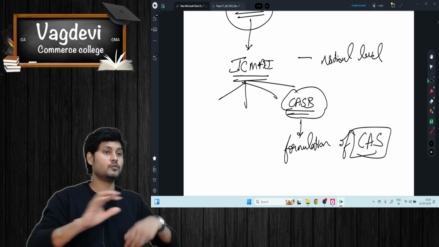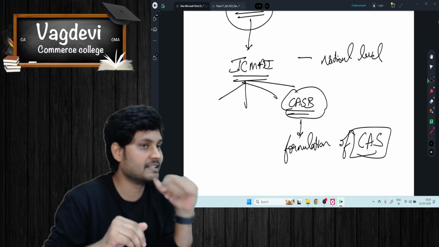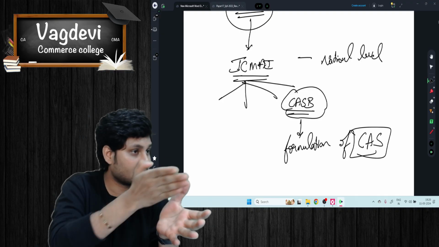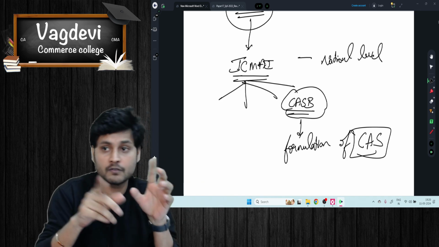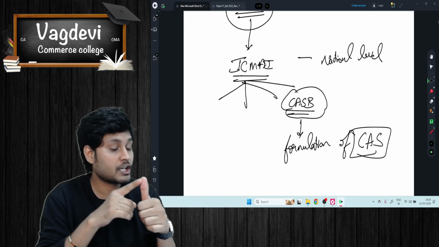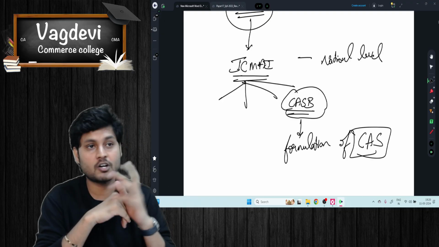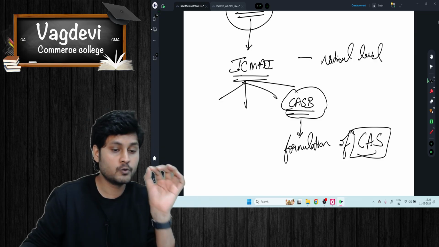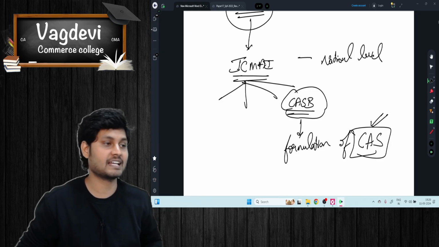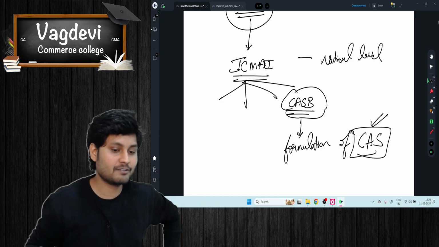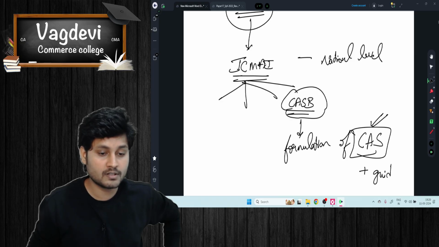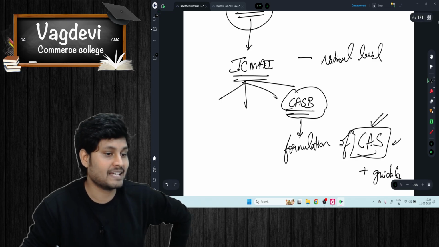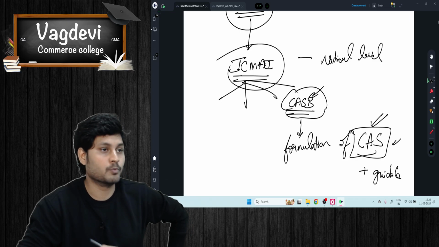Very beautiful. So who will formulate cost accounting standards in India? ICMAI. Under ICMAI, there are many boards. Out of those boards, one of the boards is the Cost Accounting Standards Board, CASB, which will formulate cost accounting standards from time to time in India. And they will also issue guidance notes for compliance of these cost accounting standards. Guidance notes also will be issued by ICMAI only using this board.